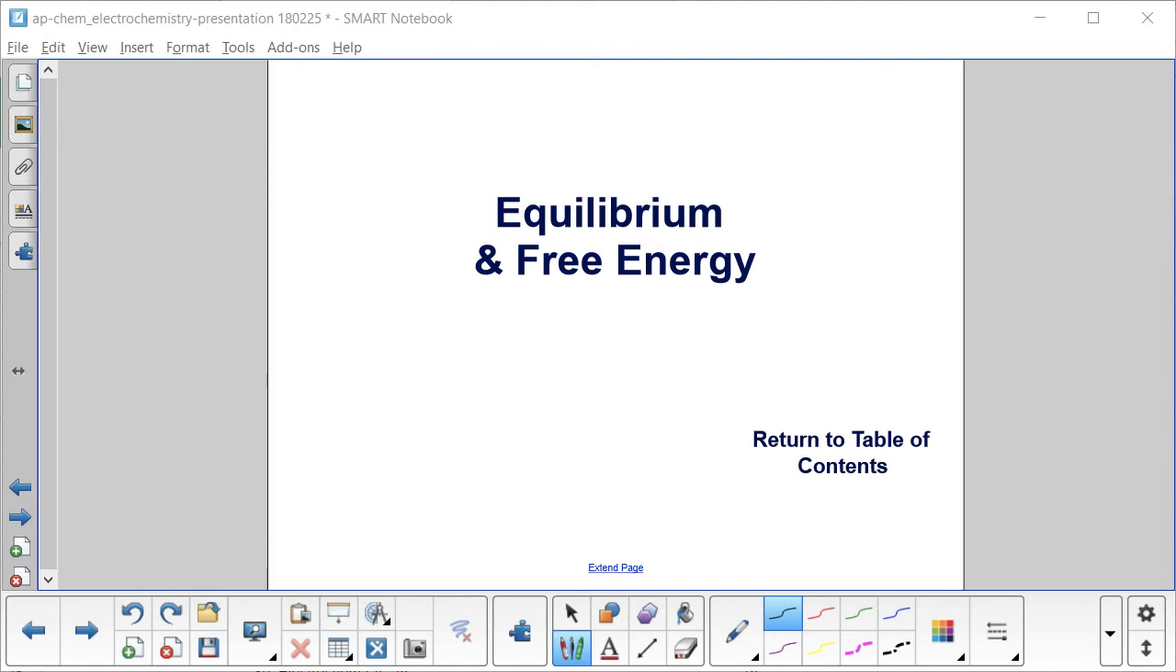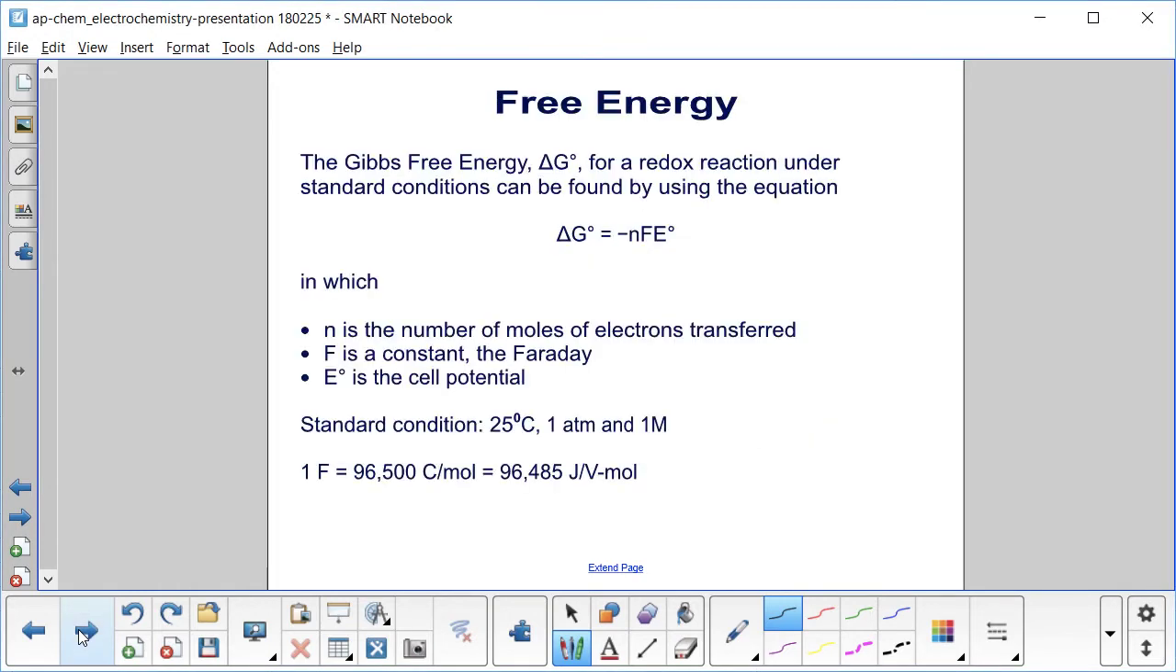In this section, we'll discuss equilibrium and free energy as it relates to an electrochemical process. The Gibbs free energy, delta G0, for a redox reaction under standard conditions can be found by using the equation delta G0 is equal to minus N times F times E0, where N is the number of moles of electrons transferred, F is a constant, the Faraday constant, and E0 is the standard electric cell potential.